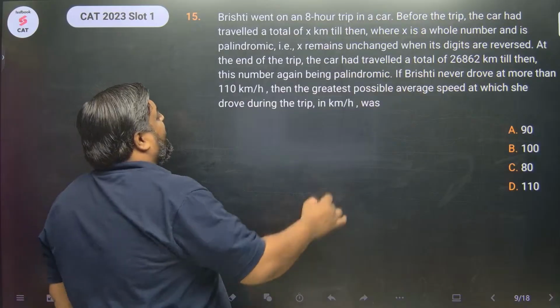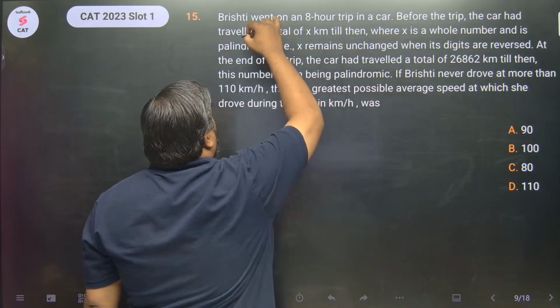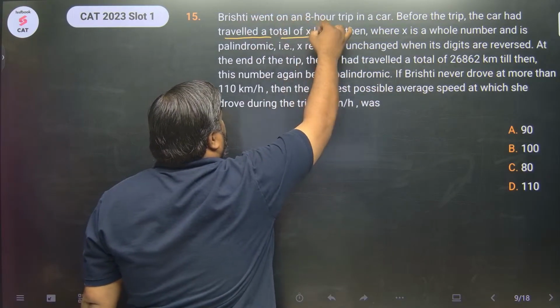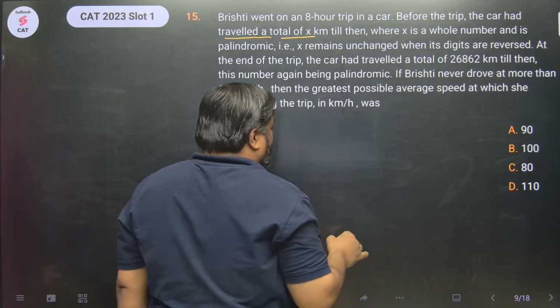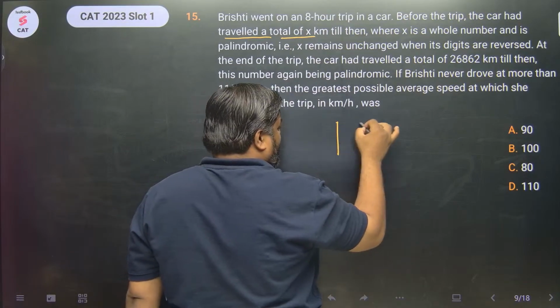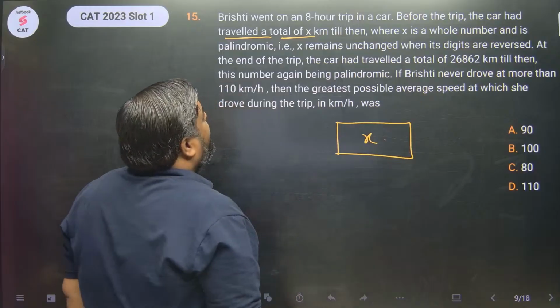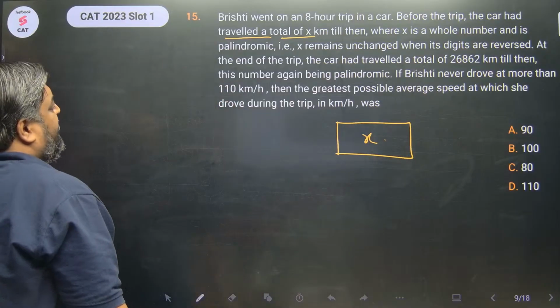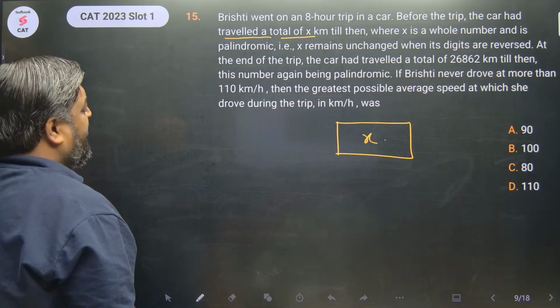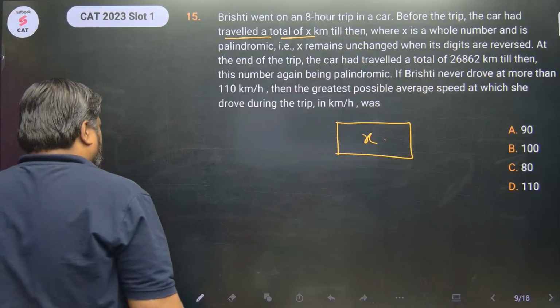Brishti went on an 8-hour trip. Before the trip, the car had traveled a total of x kilometers, where x is a whole number and is palindromic. You know what a palindrome is, right?